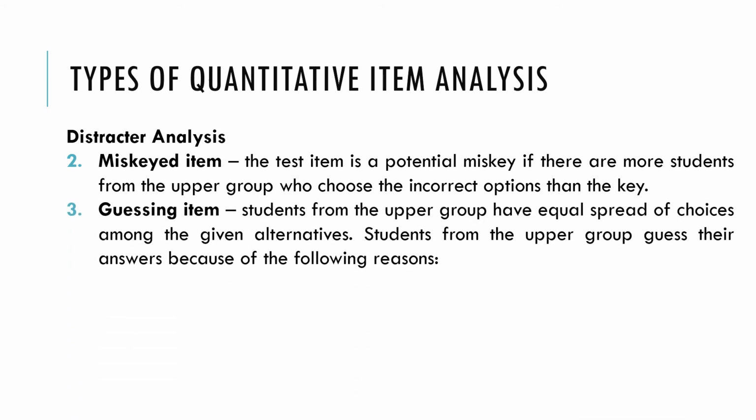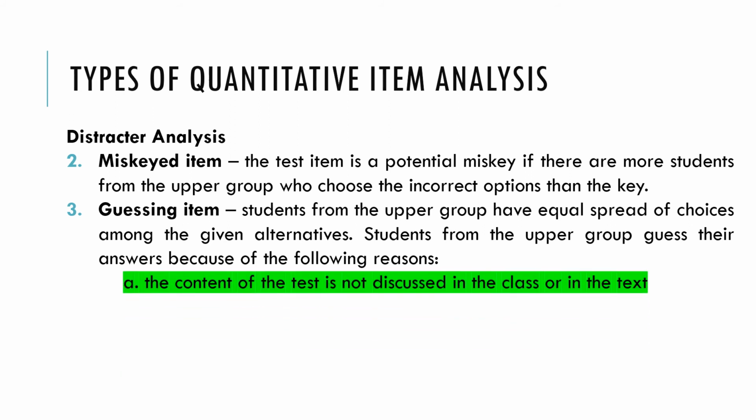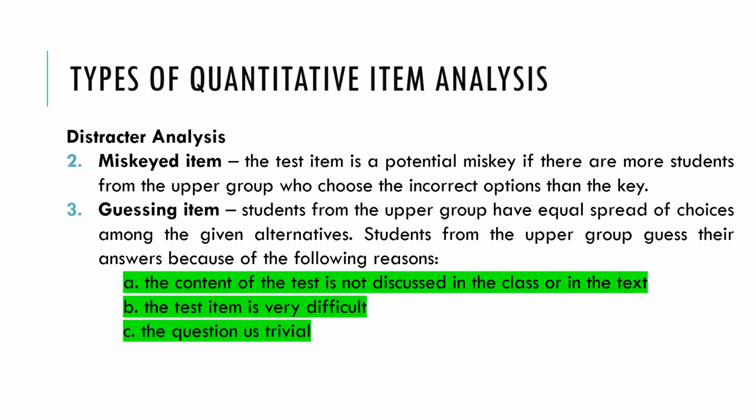And then of course, guessing item. Students from the upper group have an equal spread of choices among the given alternatives. Students from the upper group guess their answers because of the following reasons. So why do students guess? Letter A, the content of the test is not discussed in class or in the text. So maybe it was not included in the coverage. Letter B, the test item is very difficult, and we are ashamed to leave it without an answer. So that is why we guess in answering the test item.